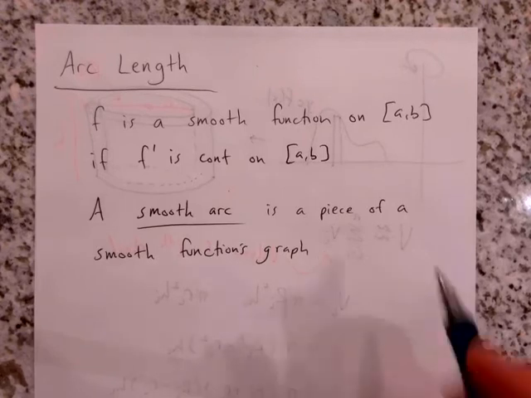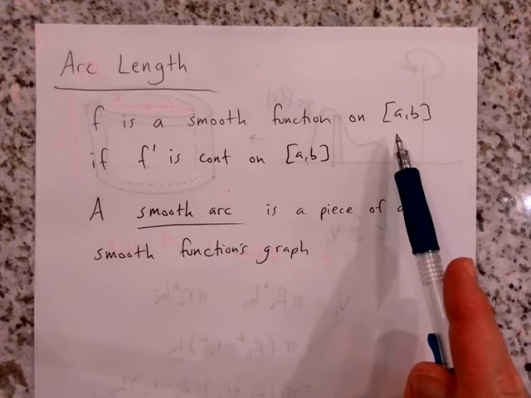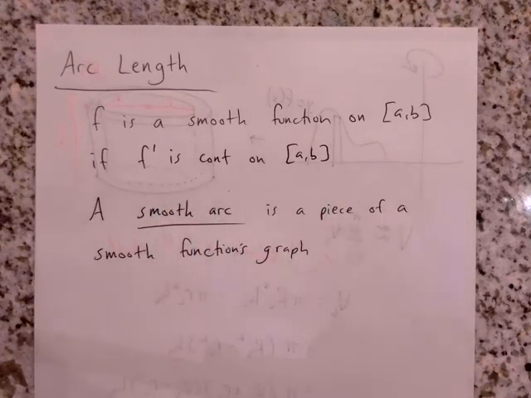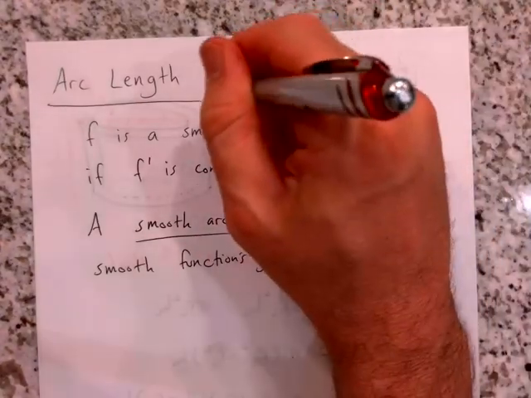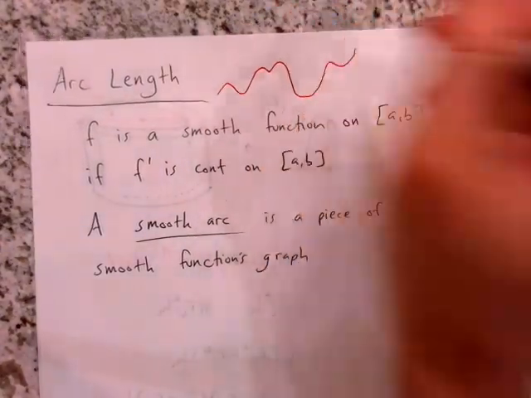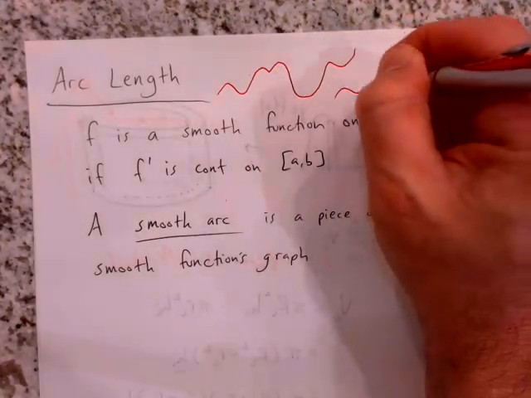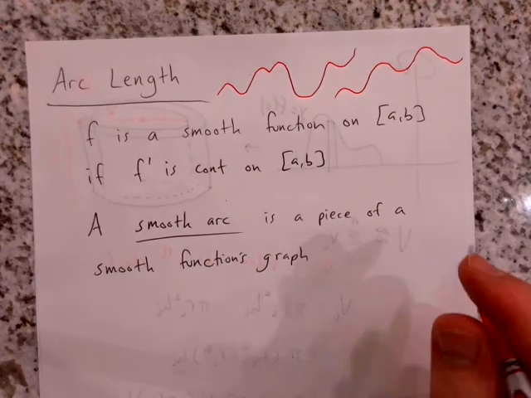Before we talk about arc length, we have to define what it means for a function to be smooth. A smooth function on some closed interval has a derivative that is continuous on that closed interval. It's called a smooth function because they look like this. All smooth. Just everything is all nice swoops.